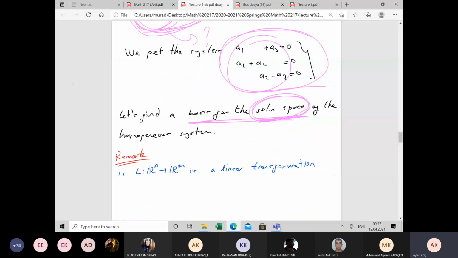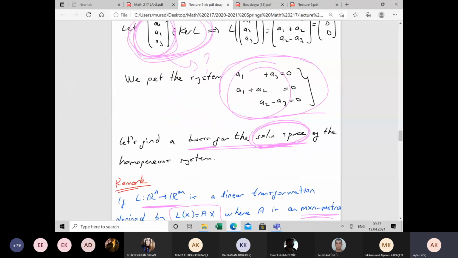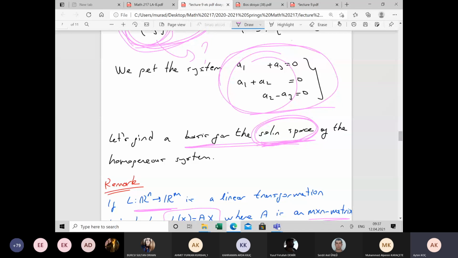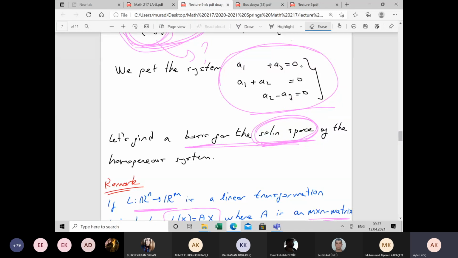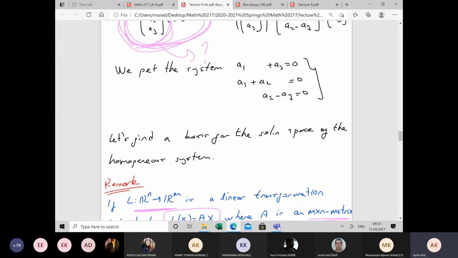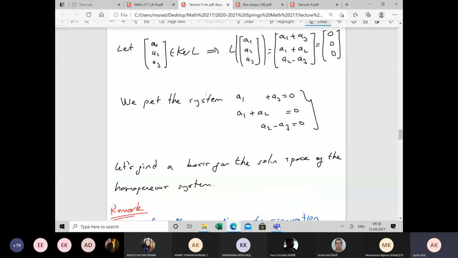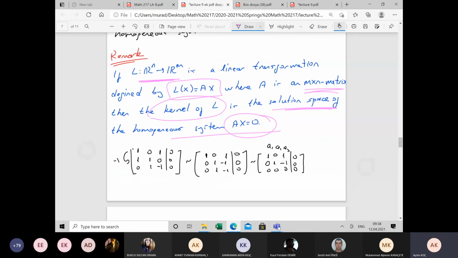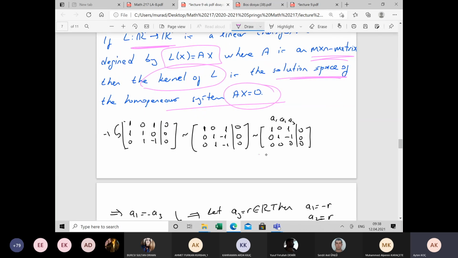So how to solve this? Write the augmented matrix. We know how to solve any homogeneous system. Write the augmented matrix, apply the operations, get the reduced row echelon form, and write the solution.